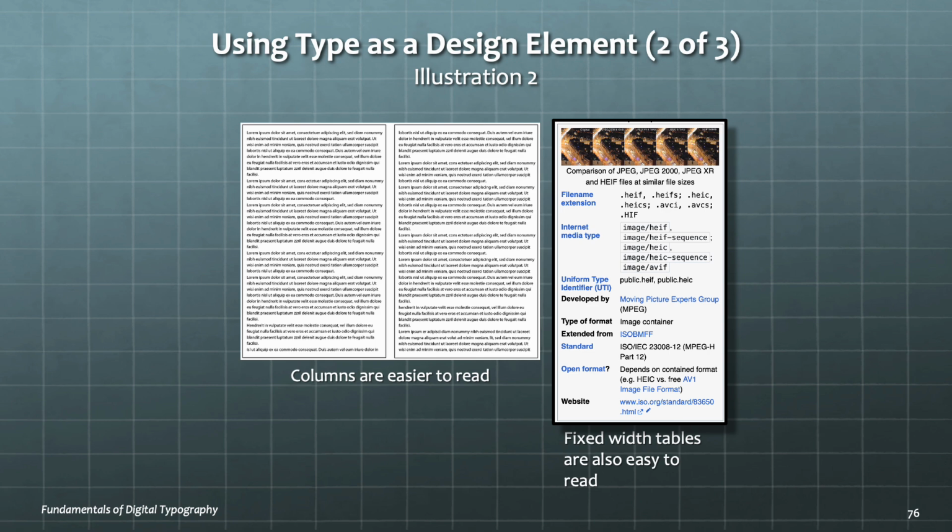Here's an illustration of using columns and tables to limit the line width, to make it easier to read. It's obvious that columns are easier to read than lines of text spanning the entire width of the page. And fixed width tables are also easier to read even though lines break up the text. You can see how valuable lorem ipsum dummy text is here in the columns. It gives you, the graphic artist, a concrete idea of what your layout will look like before actually having the real text to fill it in.